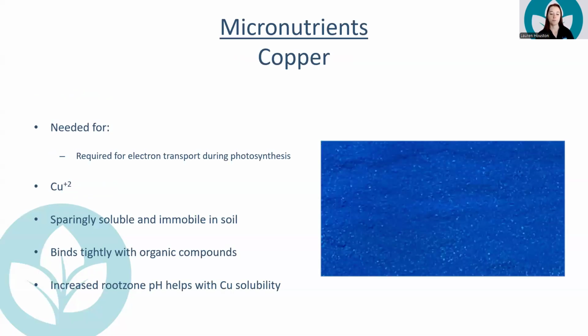Copper is also needed for electron transport during photosynthesis. In traditional soil production, copper is immobile and binds tightly with organic compounds. However, in hydroponic systems, copper availability is rarely an issue since there's no soil or organic compounds for that copper to bind to.